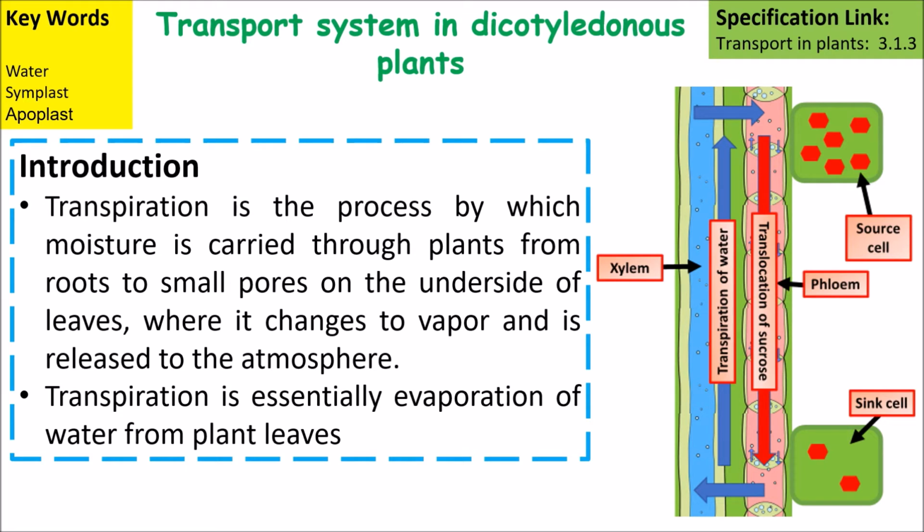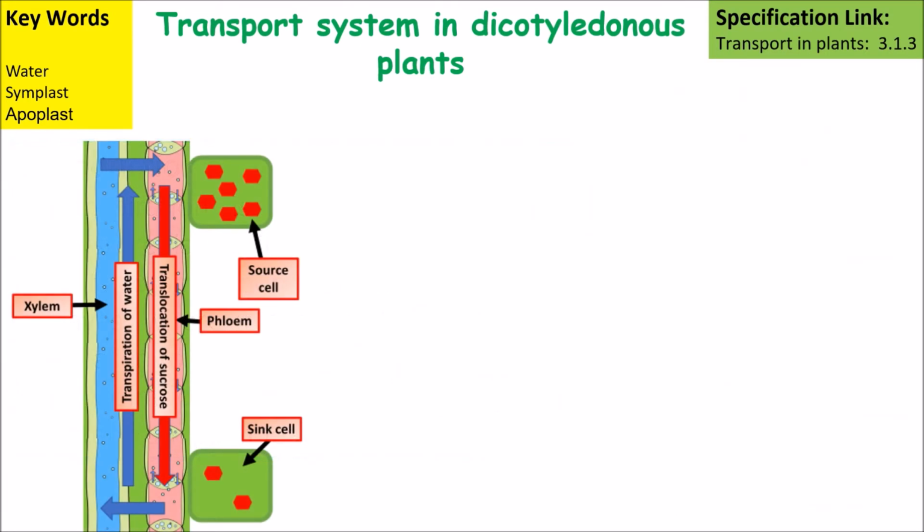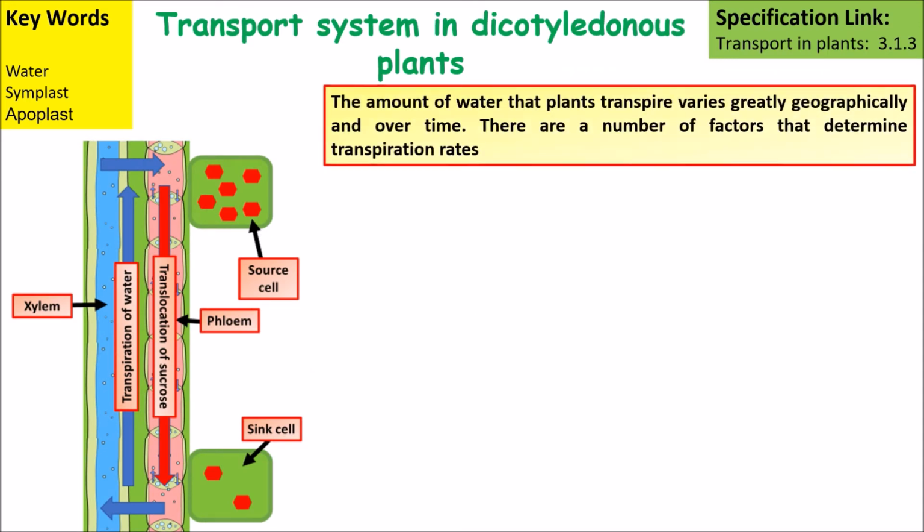Transpiration, just to remind you, is the process by which moisture is carried through the plants from the roots to the small pores on the underside of the leaves, where it changes into vapour and is released into the atmosphere. So transpiration is essentially evaporation of water from the leaves into the air. The amount of water that a plant transpires varies greatly geographically and over time. There are a number of different factors that determine transpiration rate.